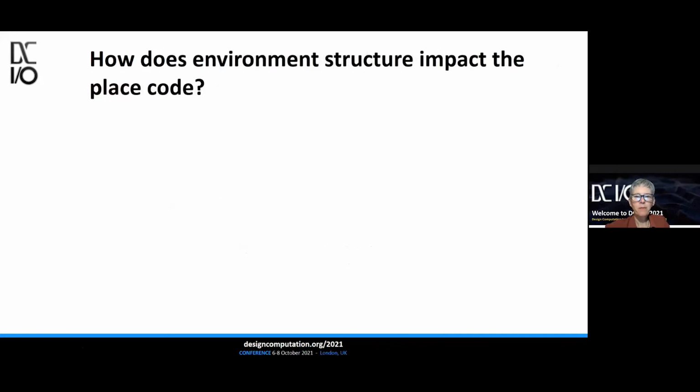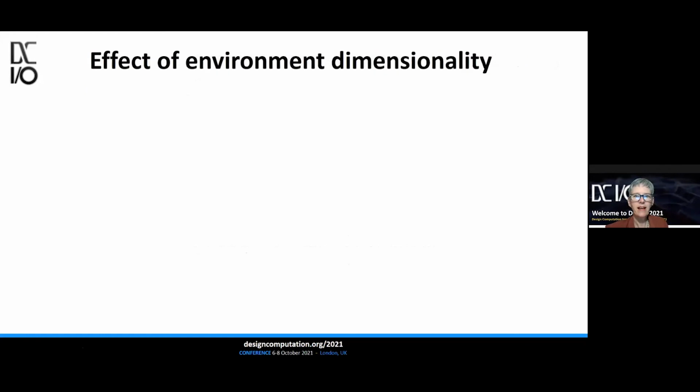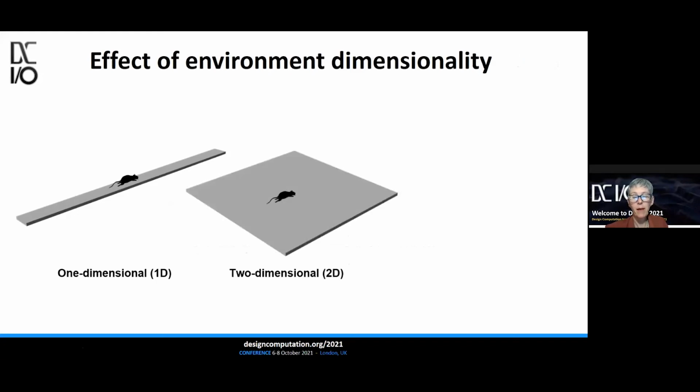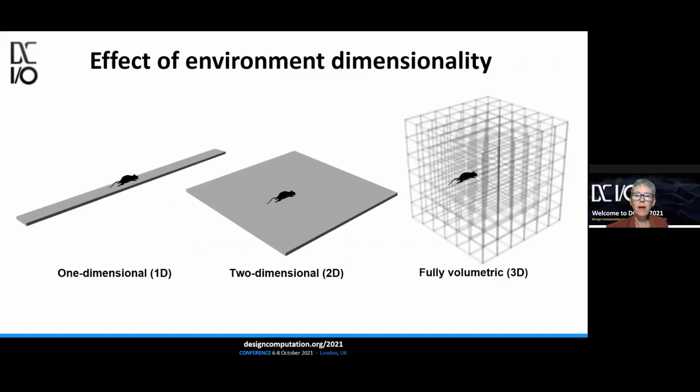So I just wanted to touch briefly on some of the investigations that we've been doing to look at how this map is affected by the structure of the environment. I've talked about really simple environments, but the real world is a bit more complex. It's often multidimensional. An environment might be one-dimensional, or two-dimensional, so that you can move in X and Y, as it were. Or it might be what we call volumetric, so it fills space in X, Y, and Z.